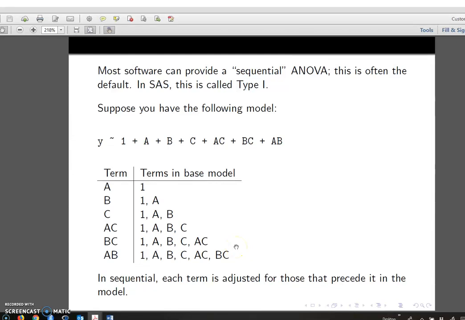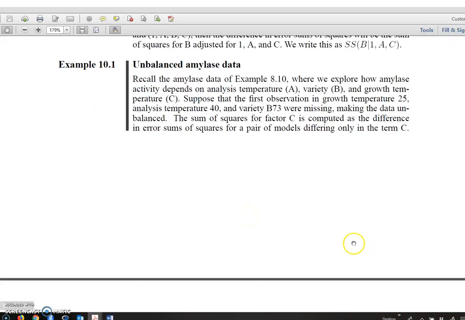Okay, so let's illustrate this kind of sequential approach. And remember, these are what we're going to call type 1 sums of squares. To do this, let's go to the part in the book where he talks about this. We're going to take a look at that amylase data again from chapter 8.